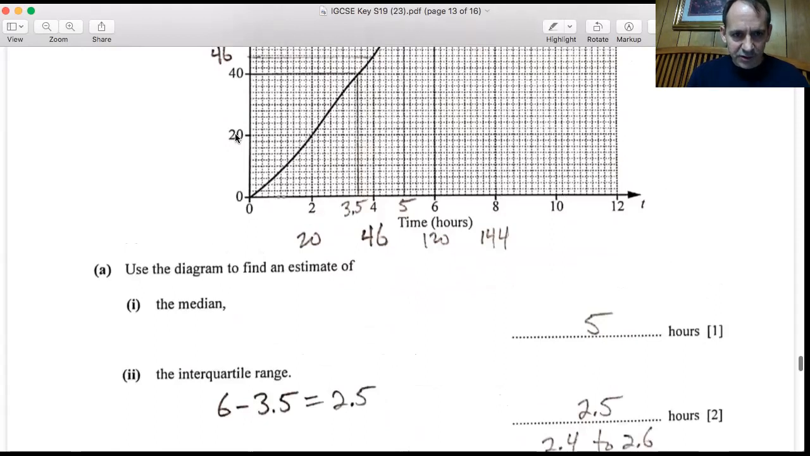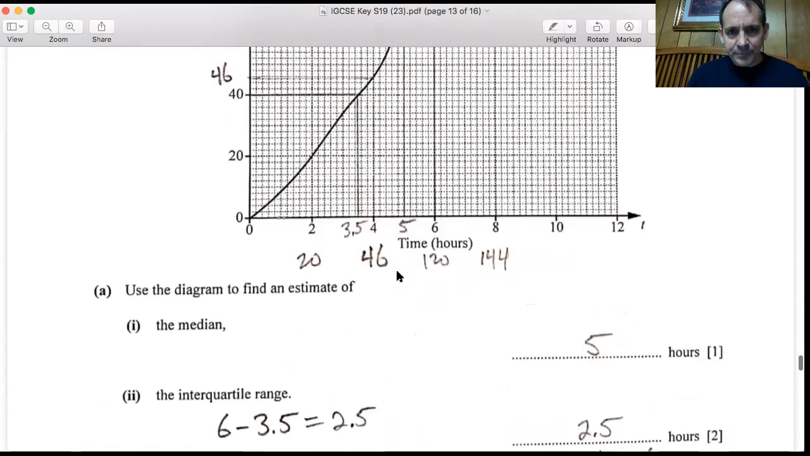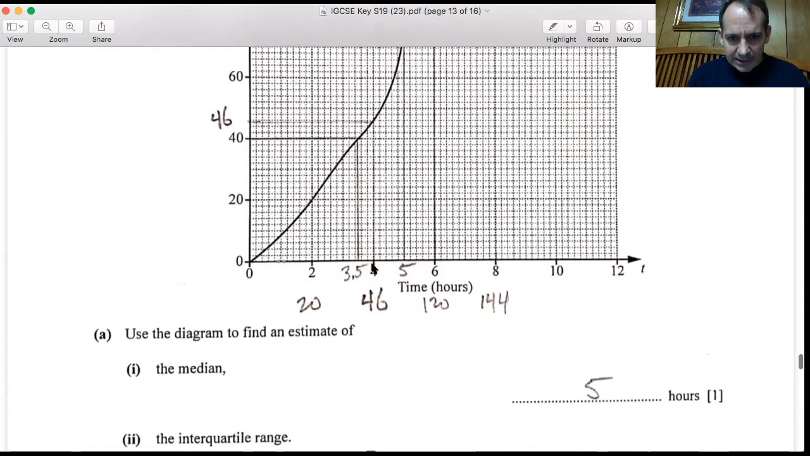So 2 is connected to 20. 2 hours connects to 20. So now we need to go to 4. So 4 is right here. It connects, go all the way up till you hit the graph and then all the way over, and that's 46. That's why I wrote 46 here.